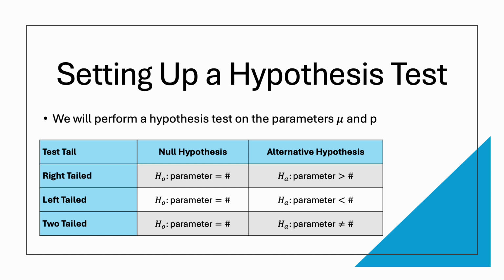And finally, we have a two-tailed test. The null hypothesis is the same. And in the alternative hypothesis, we say that the parameter mu or p is not equal to the number. So the proportion of people that are choosing chocolate as their favorite ice cream is not equal to 50%.